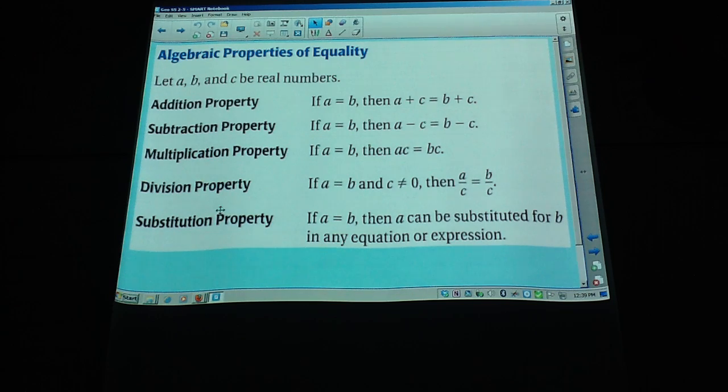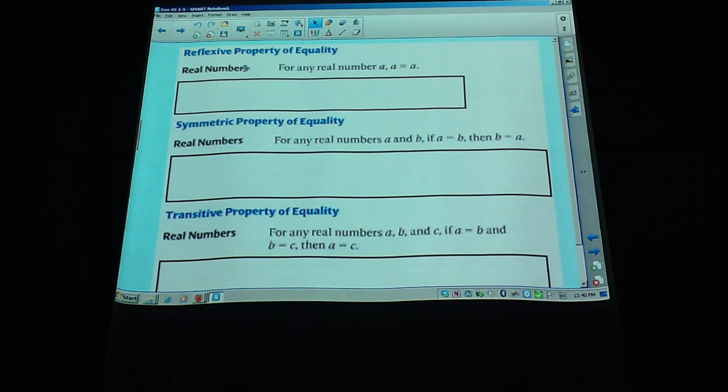So you might make a quick note of those. You can pause this as needed. I'm going to go on to the next page. A couple more properties, maybe we haven't used them quite as much, so you might want to write them down.